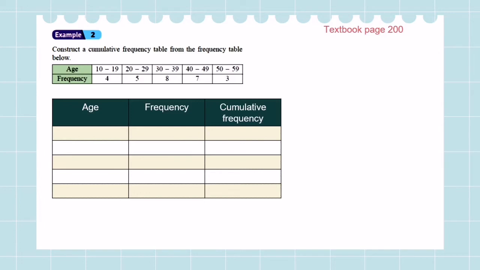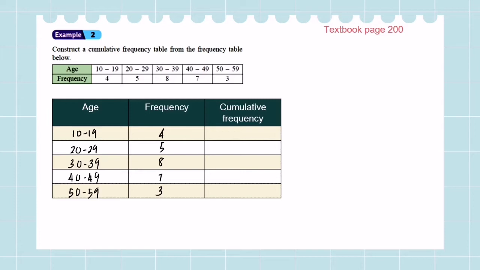Example 2. Construct a cumulative frequency table from the frequency table below. If the data is already given and very simple, you just copy it down. So the first class interval is 10 to 19, followed by 20 to 29. Then you continue. And the frequency, you also just copy to this table. 4, 5, 8, 7, 3.